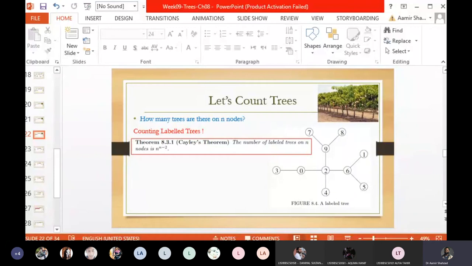So how do we get this number, n raised to the power n minus 2? We'll come to this question in a while, or maybe next lecture. Let's see how much time we have left here.